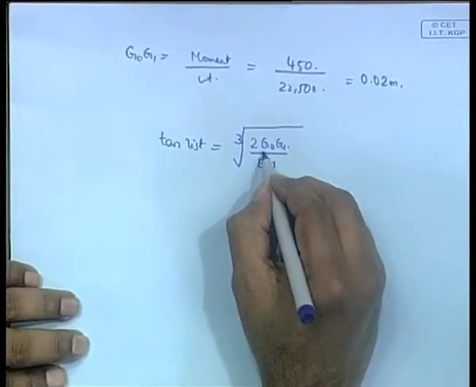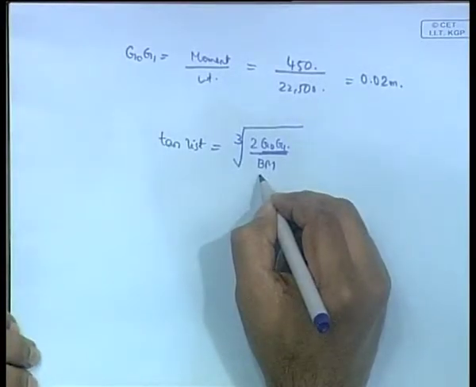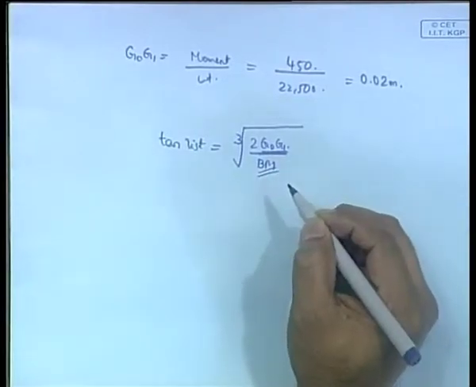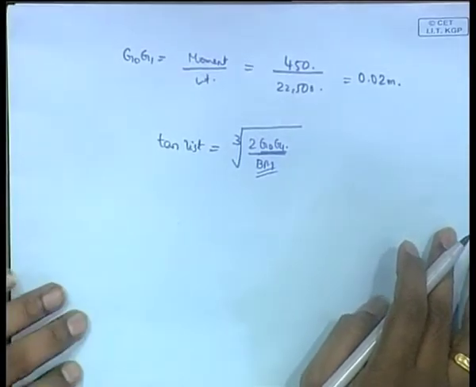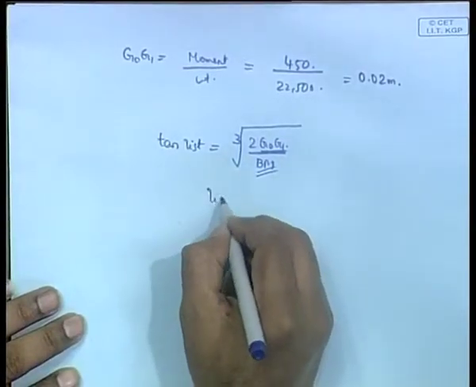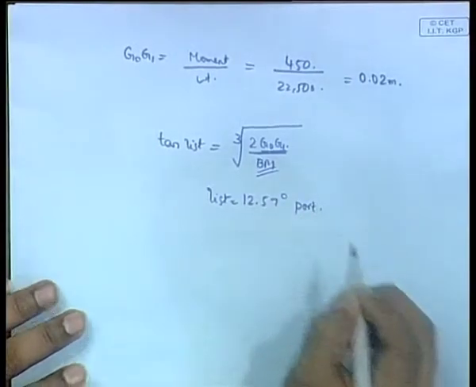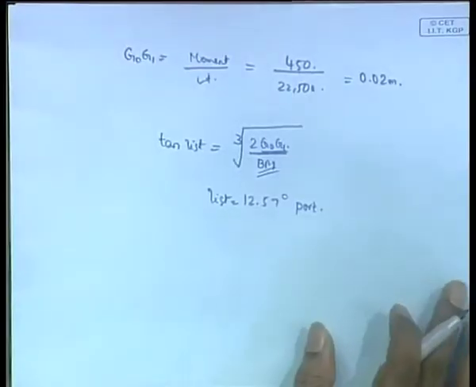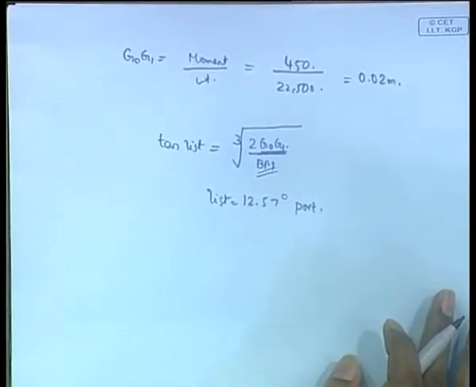Now, here you have calculated G0G1 and BM. Hydrostatic data is given, KM is given, BM is equal to KM minus KB, that will give you BM. Okay. So, this will give you list equal to 12.57 degrees to port, because of course, the weight is shifted to port. So, it will list only to the port. So, that is that problem. Okay. So, this one section is over.